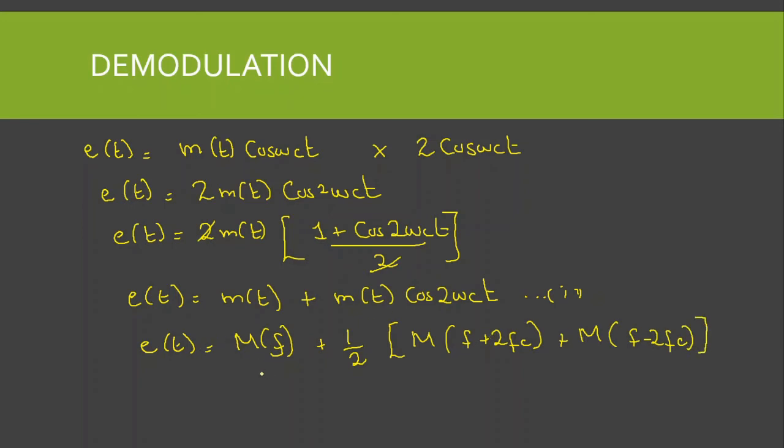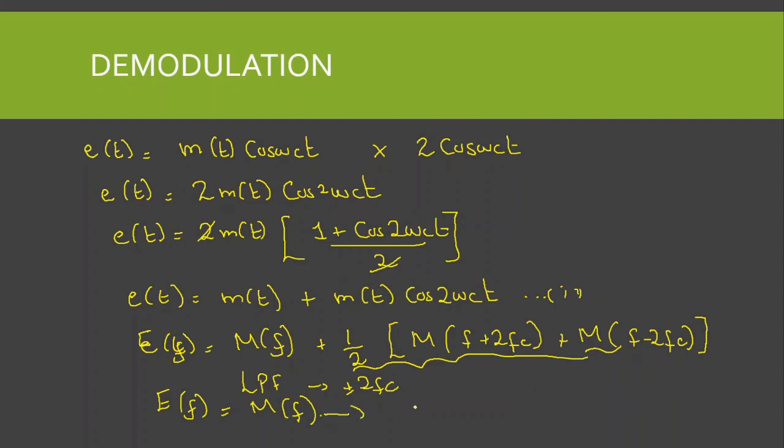Now this e of t will be passed to the low pass filter. When I pass it to the low pass filter, these higher frequency components, which are plus minus 2fc, are going to be filtered out. In that case, let me denote it by capital E of f. E of f is going to be equal to M of f, because after passing it through the low pass filter, these higher frequency components are filtered out. Once these components are filtered out, we have E of f is equal to M of f.